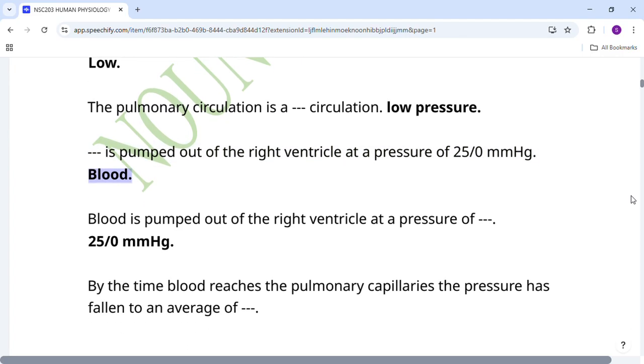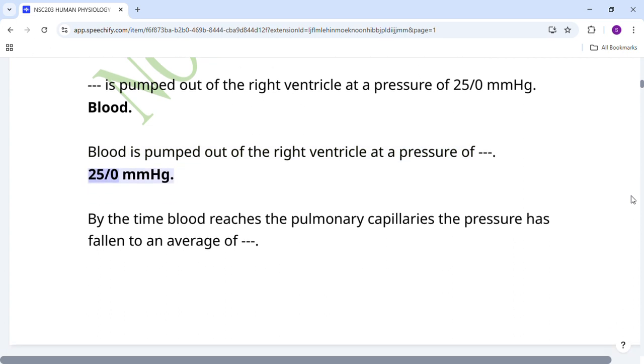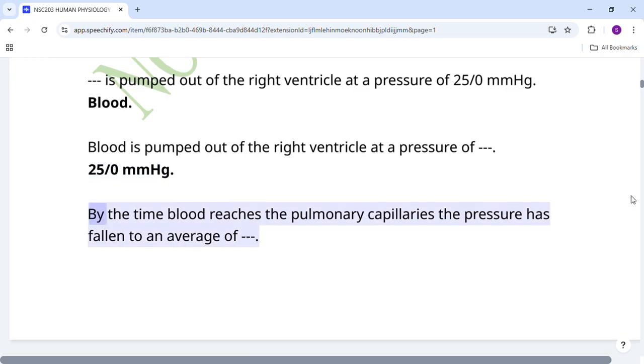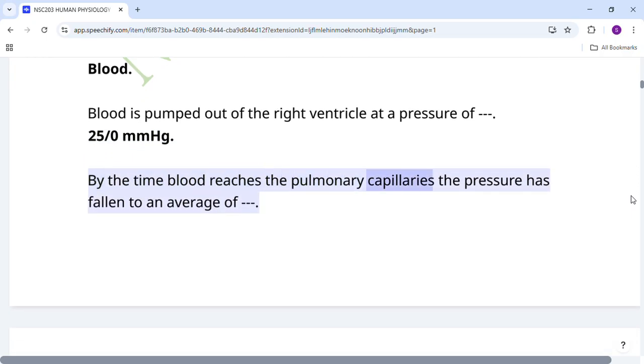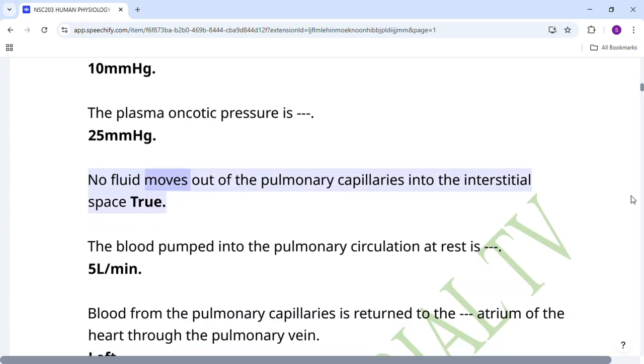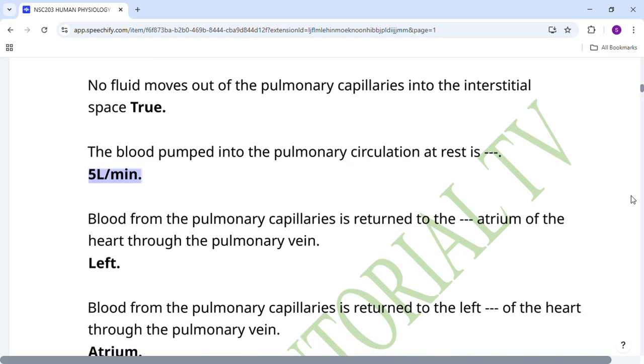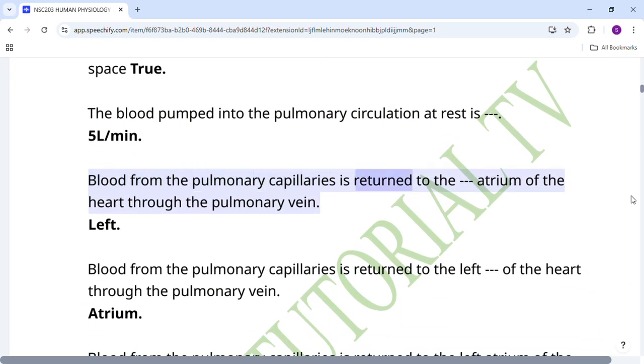Blood is pumped out of the right ventricle at a pressure of 25/0 mmHg. By the time blood reaches the pulmonary capillaries, the pressure has fallen to an average of 10 mmHg. The plasma oncotic pressure is 25 mmHg. No fluid moves out of the pulmonary capillaries into the interstitial space. The blood pumped into the pulmonary circulation at rest is 5 L/min, and blood from the pulmonary capillaries is returned to the left atrium of the heart through the pulmonary vein.